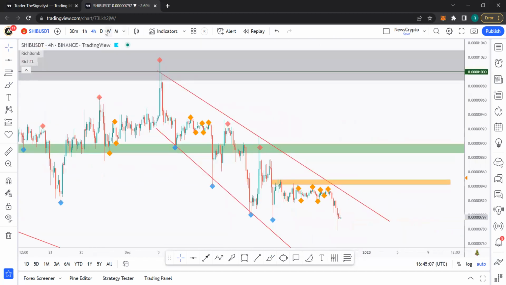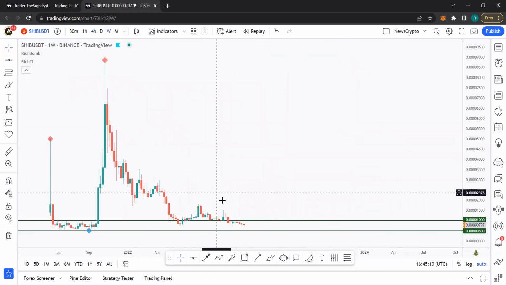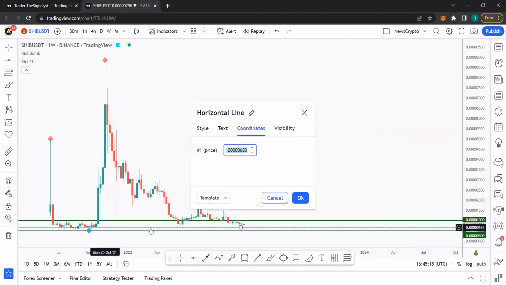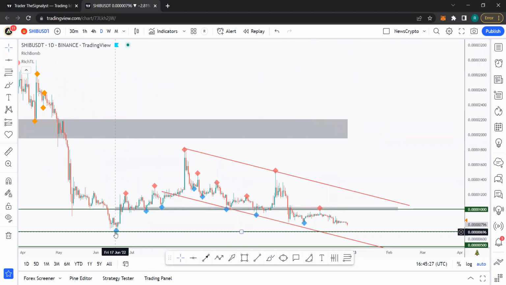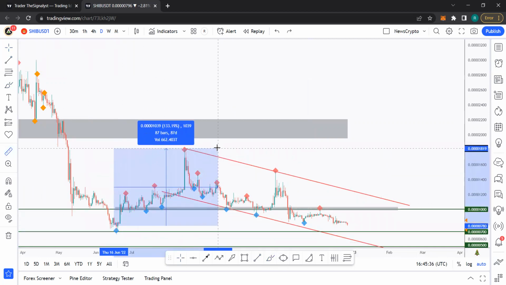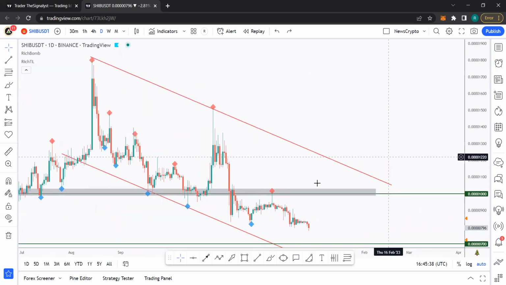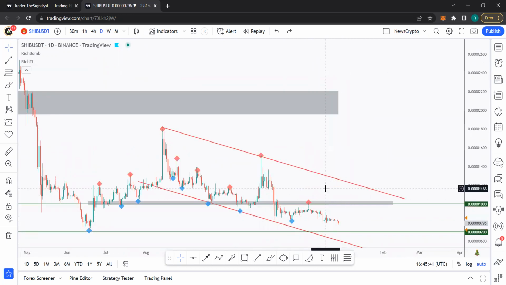On Shiba, we are back around this previous demand zone, which is a massive one. It would be the entire zone right here. If you go to daily, we can see it even better. This was also the previous low right there, and look at how big this movement was from the 0.7. It was like 130%, from around the 0.000007. So I'll be looking, of course, for buy stops around this area.